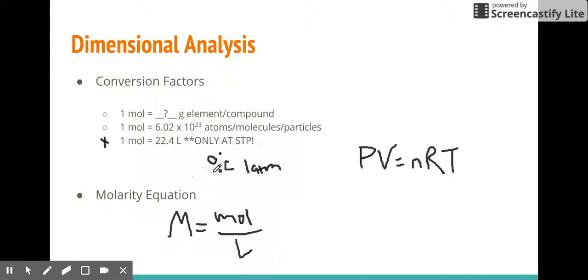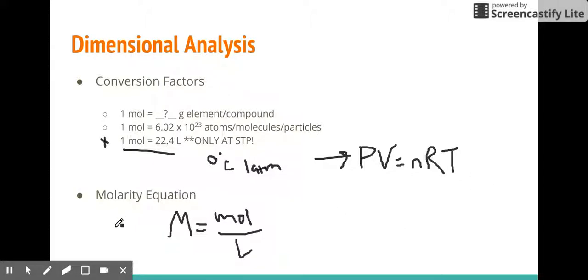Now what STP stands for is standard temperature and pressure. So the temperature has to be at 0 degrees Celsius. In Kelvin, that would be 273 Kelvin. And the pressure has to be 1 atmosphere. If we do not have these conditions, we cannot use that conversion factor. What we will have to use instead in order to convert between moles and liters is your PV equals nRT equation, where this is my volume and that's my number of moles. So again, only use this conversion factor at STP. It will tell you STP or give you those conditions, 0 degrees Celsius and 1 atmosphere. If not, I have to use PV equals nRT.